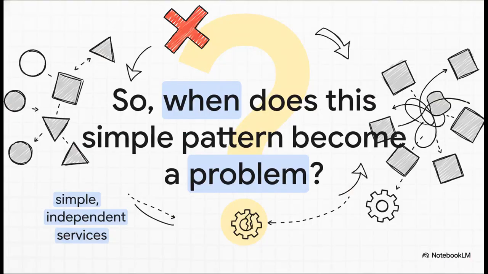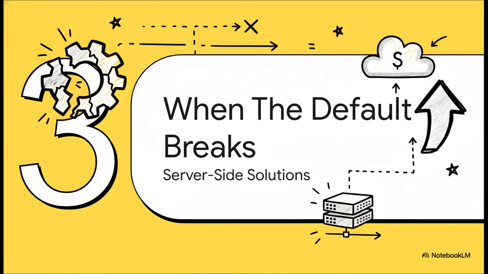All right, so this all sounds great, doesn't it? Simple, independent services, what's not to love? But here's the thing. No rule is perfect. And that leads us to the most important question of all. When does this approach break? You know, every good rule has its exceptions. And honestly, knowing when to break the rule is just as important as knowing the rule in the first place. This is where we have to start thinking about moving that work back over to the server.